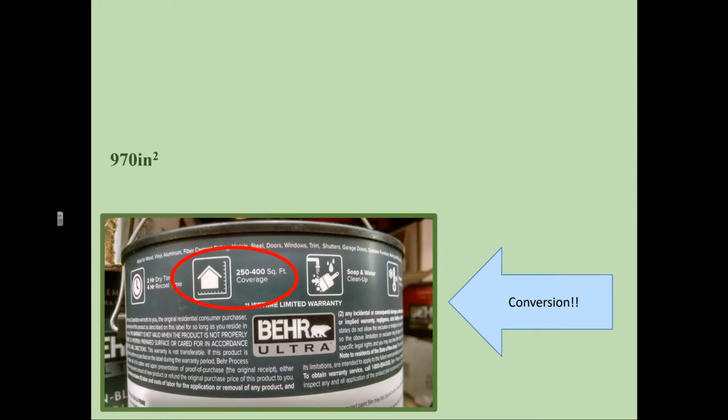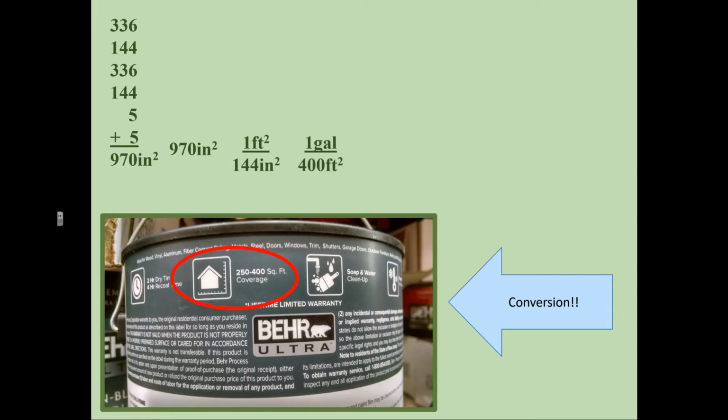So we start with this 970 inches squared. How did we get that? Well, we had to add up all of the little blocks. Now that we have that, we can do our conversion. So we got to go from inches squared to feet squared. Notice it's not the same as inches to feet. Inches squared to feet squared is 12 squared to 1 squared.